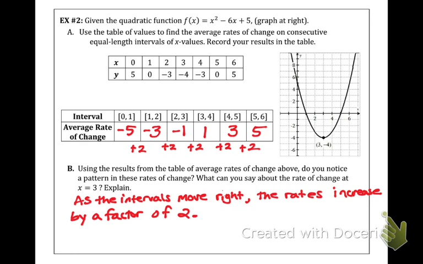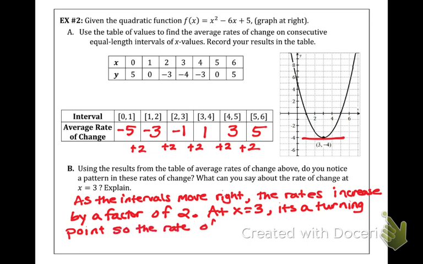Okay, so second question. What can you say about the rate of change at x equals 3? What's happening there at x equals 3? It's a turning point, which means our rate of change is going to be 0. Good. So at x equals 3, it's a turning point. So the rate of change is 0.